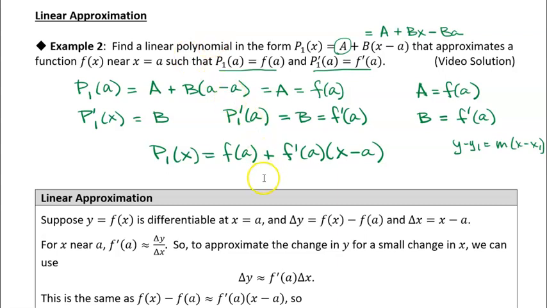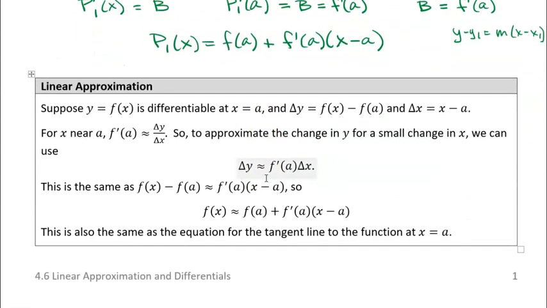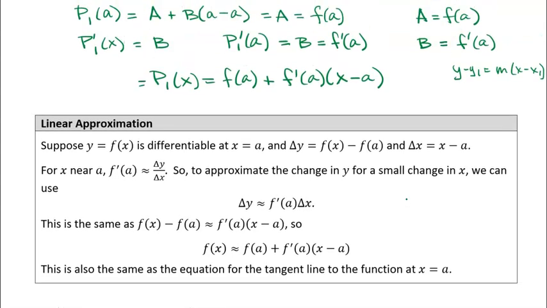So let's take a look down here. This is the summary of what we have, that we can use this linear approximation to estimate values of f of x. Essentially we're saying this is an approximation of f of x, and it'll be a decent approximation as long as the difference between a and whatever x we put in is fairly small.